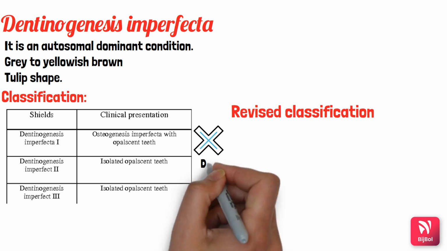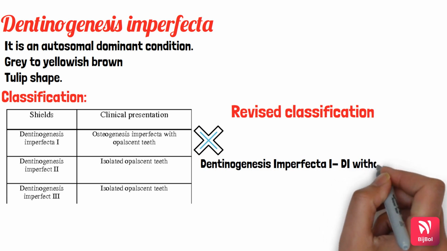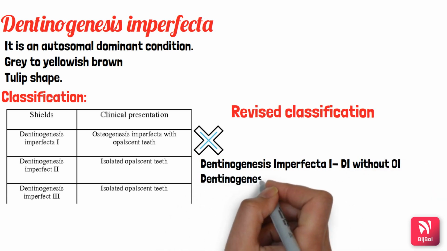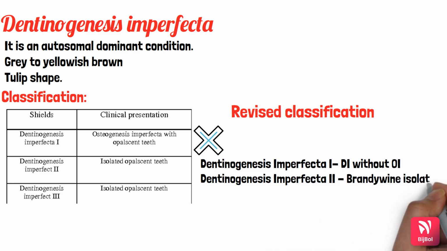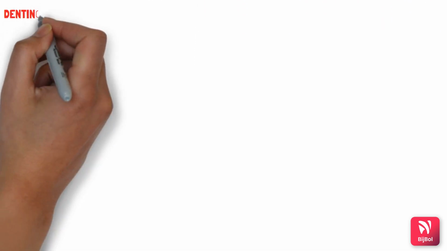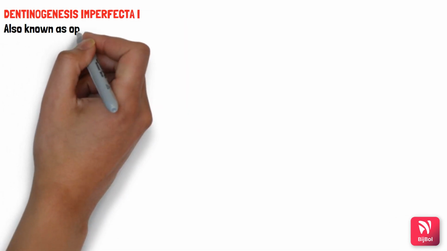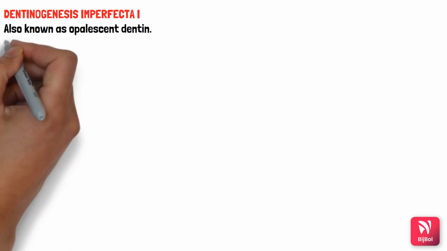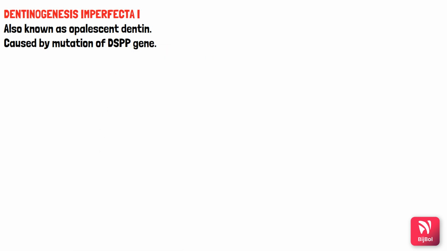What is the revised classification now? There are only two types. Type 1 represents dentinogenesis imperfecta without osteogenesis imperfecta, whereas type 2 represents the Brandywine isolate. Now we'll see these two types. Dentinogenesis imperfecta 1 is also known as opalescent dentin, which is caused by mutation of the DSPP gene. DSPP stands for dentin sialophosphoprotein gene, which codes for proteins like dentin phosphoprotein and dentin sialoprotein, and this gene is present on chromosome 4.